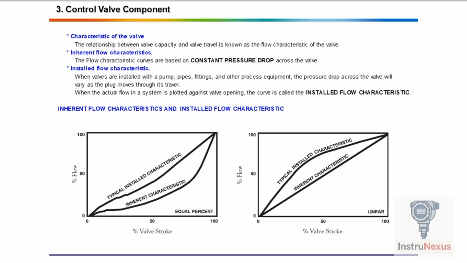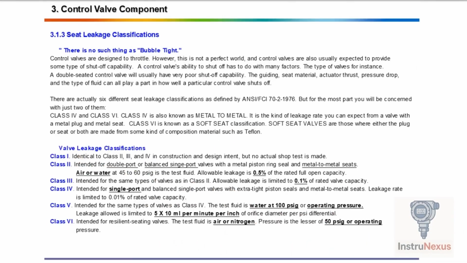Understanding the difference between these two characteristics is essential. While the inherent curve helps in selecting the right valve for a given application, the installed curve helps you predict and control real-world performance. Seat leakage classifications.